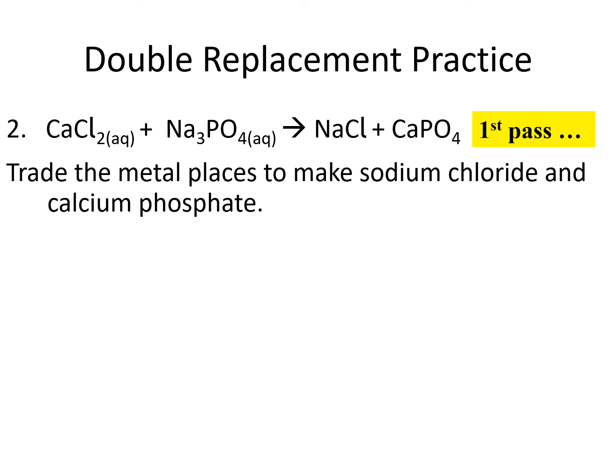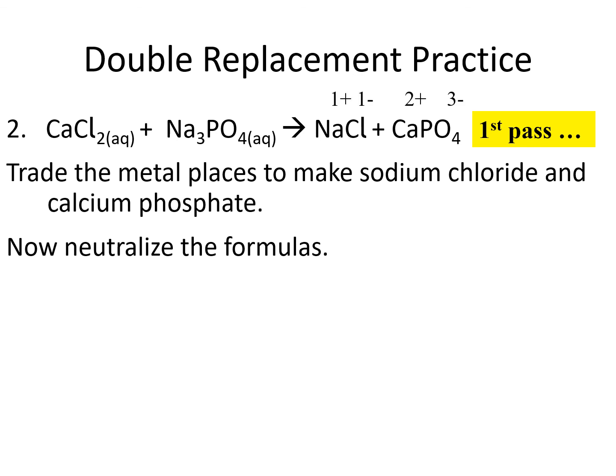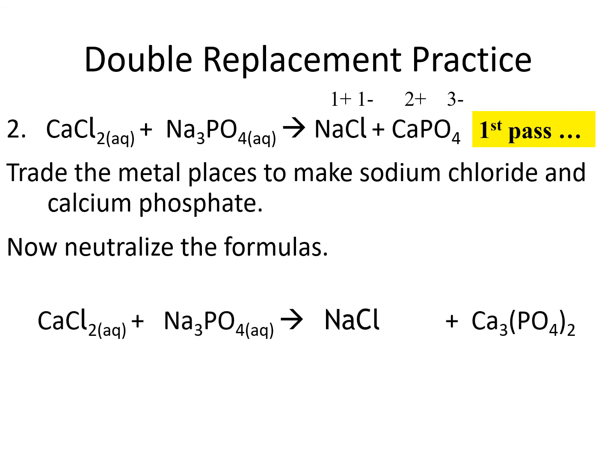So the sodium chloride, for example, that is a good formula because sodium is +1 and chloride is -1. The calcium phosphate is not CaPO4. The calcium has a +2 charge and the phosphate has a -3. So to neutralize that, we are going to need 3 calciums and 2 phosphates, +6 and -6. So the correct formula for calcium phosphate is Ca3(PO4)2, with a 2 outside the parentheses.